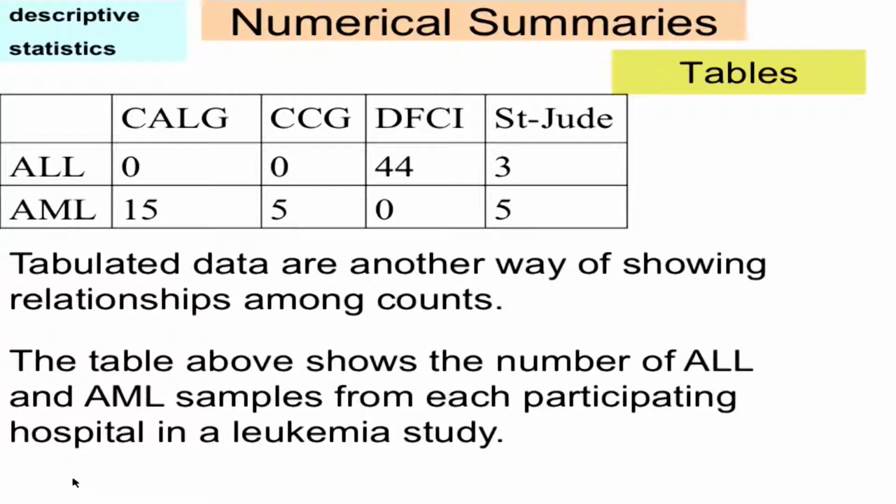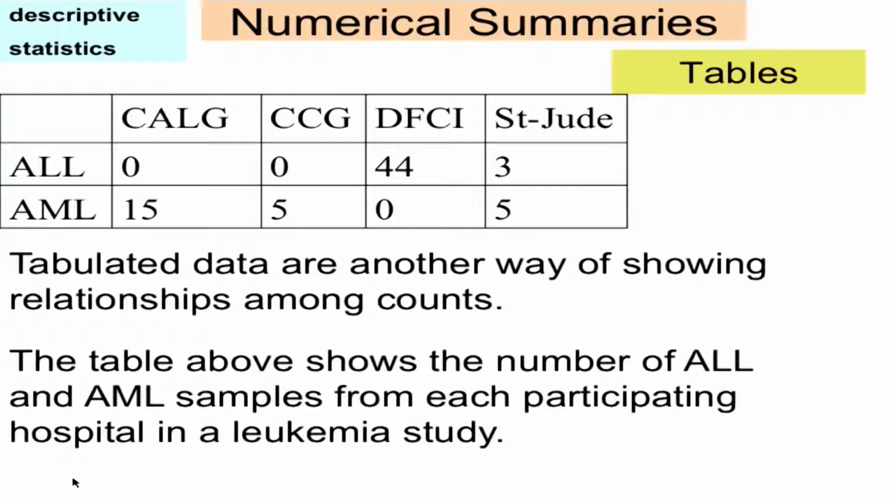Hopefully you can see a problem in this table, especially based on what we said about experimental design last time. So what's the problem? Yeah, basically, whatever DFCI is, and I can't remember which hospitals, Dana-Farber? Almost all the ALL samples came from there, and none of the AML samples came from there.